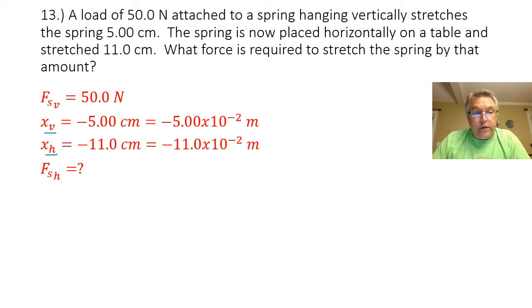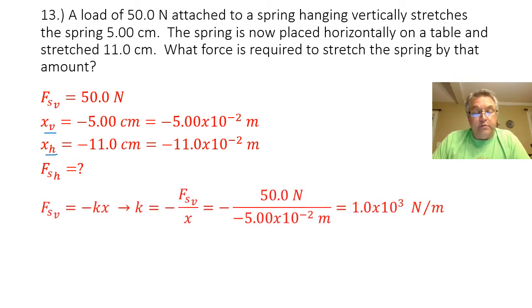So to solve for the spring constant in the vertical direction, I know that the spring constant is going to equal the negative of the force on the spring in the vertical direction divided by my displacement in the vertical direction. And that is going to be the negative of 50 newtons divided by negative 5.00 times 10 to the minus second meters. And again, my two negatives here will create a positive, and that will give me a spring constant of 1.0 times 10 to the third newtons per meter.